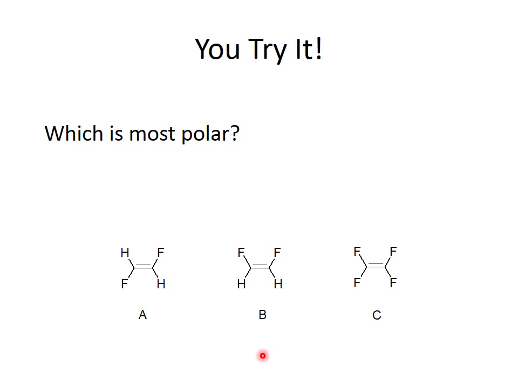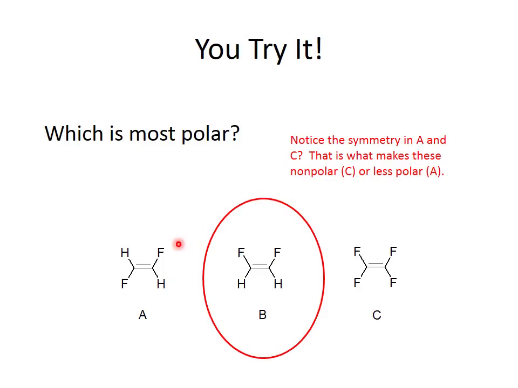Which one of these molecules is most polar? Carefully look at this and think about the overall dipole. Pause and then resume when you've finished your answer. If I look at these molecules, you can see this one has some symmetry. This one's completely symmetrical. This one has the most asymmetry, 2 fluorines on one side, 2 hydrogens on the other side. Because the symmetry is the least, the asymmetry in this is the greatest, this is going to be the most polar molecule because all the other characteristics are pretty much the same.